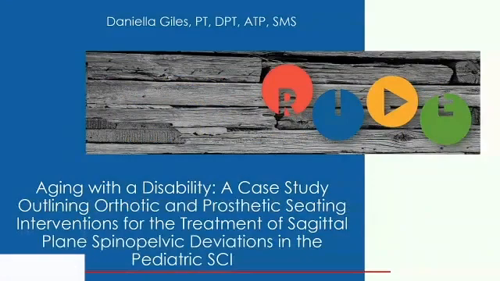I am Daniella Giles. I have been a physical therapist for about 15 years, working mainly in rehab and SCI settings for the first period. Now I work for Ride Designs, and I work mainly on custom molded seating and positioning.